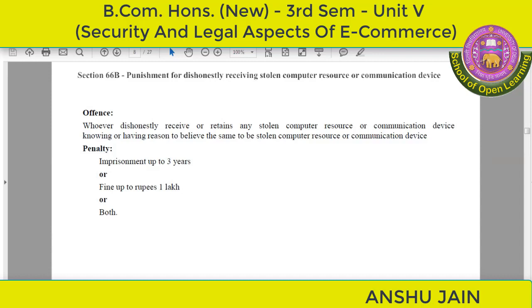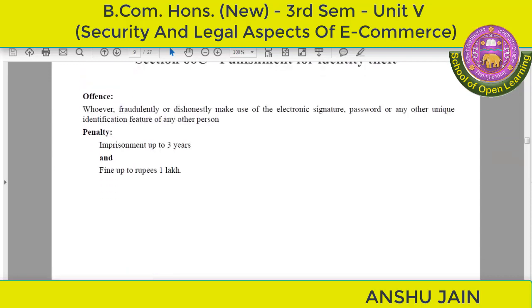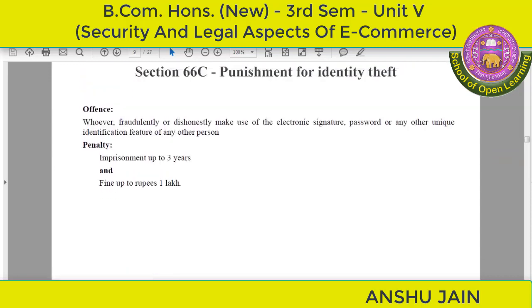जितने भी offenses हैं जहाँ पे penalty में imprisonment या fine या दोनों हैं, it totally depends what level of the offense has been done and the evidences which are there, and the penalty can be anything out of these. Now coming to section 66C, it is talking of the punishment which will be there for the identity theft.